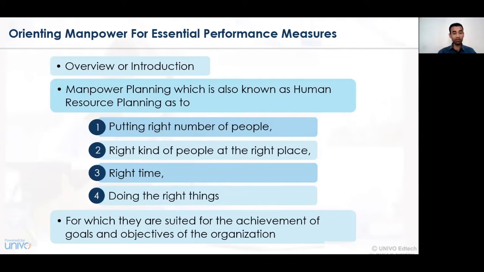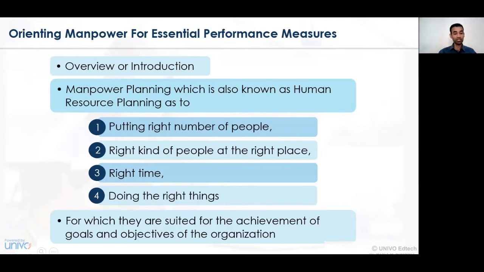Hence manpower planning, the major component of human resource planning, is related to putting the right number of people at the right place at the right time for doing the right things. When a series of activities needs to be conducted in a production department, one has to see what quantity, quality and skilled labor will be required and how that labor will be employed to conduct the activities in a very effective way.